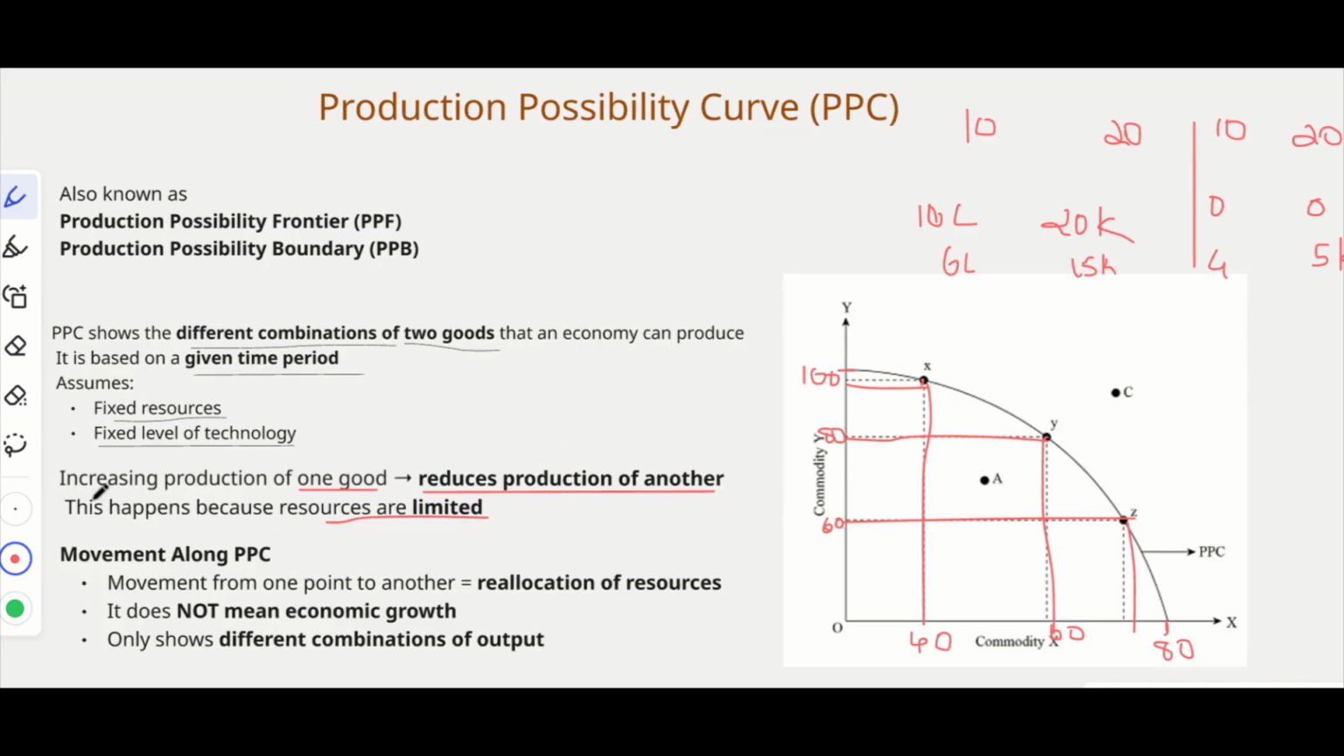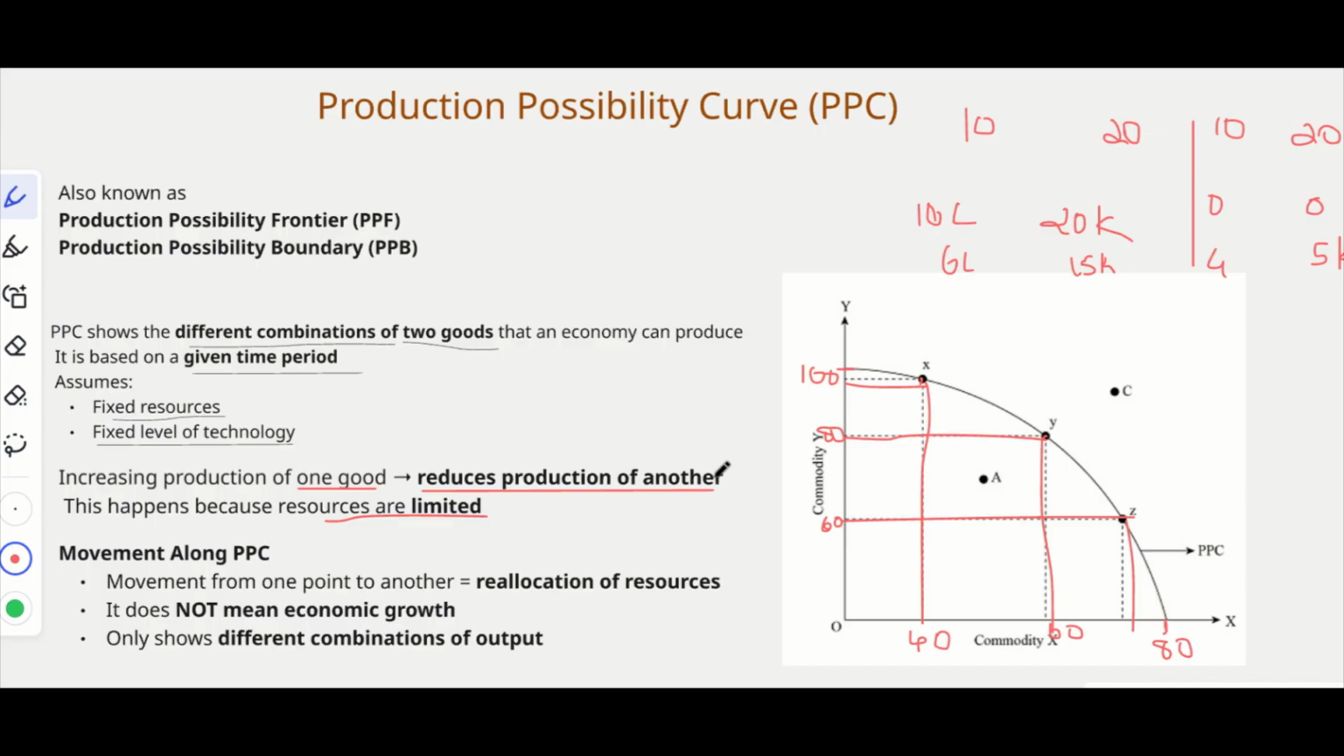So an increase in the production of one good reduces the production of another. Also, the movement from one point to another shows the reallocation of resources. See how the resources are reallocated here. So it does not mean economic growth. It only shows the different combinations of output. The PPC curve is only showing you the different combinations of output, not any sort of economic growth.